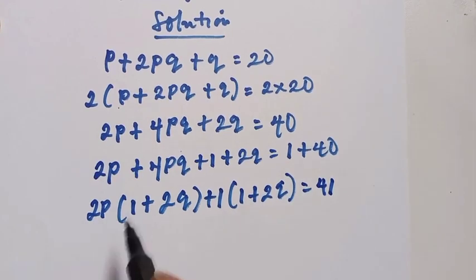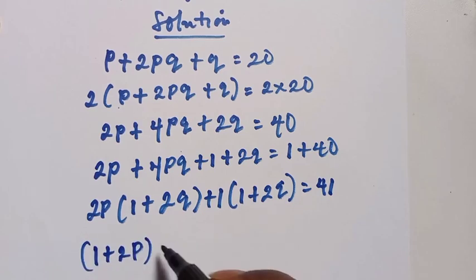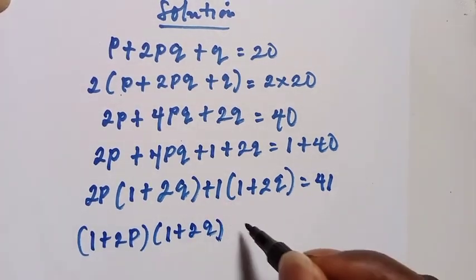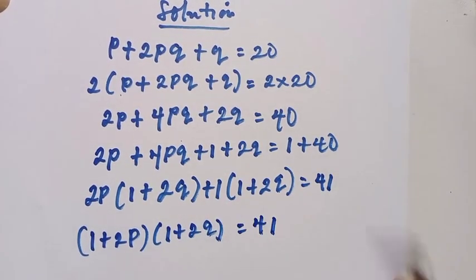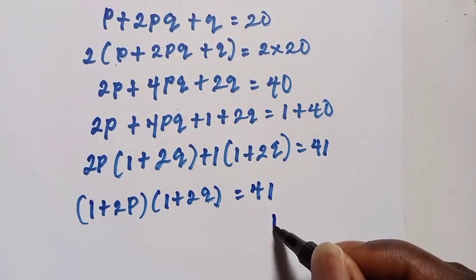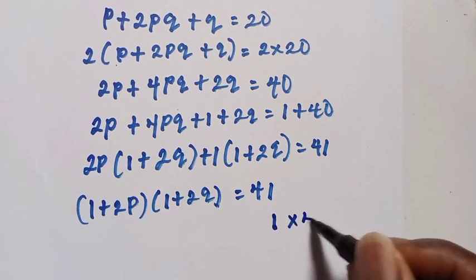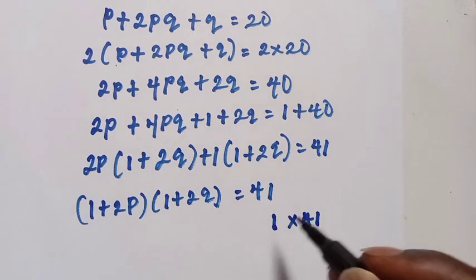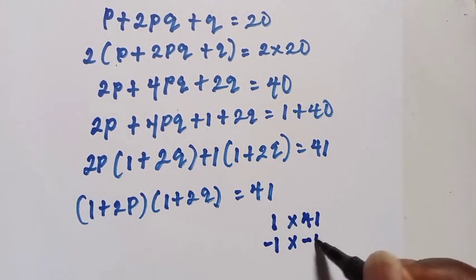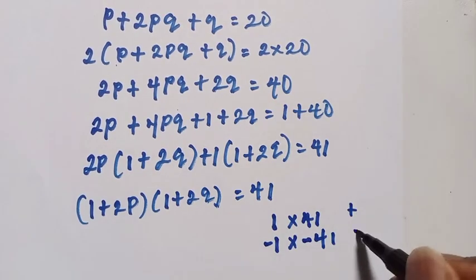Now I have (1 plus 2p) multiplying (1 plus 2q) is equal to 41. Now from here, the positive factors of 41 are 1 and 41, and then the negative factors of 41 are minus 1 and minus 41, positive and negative.